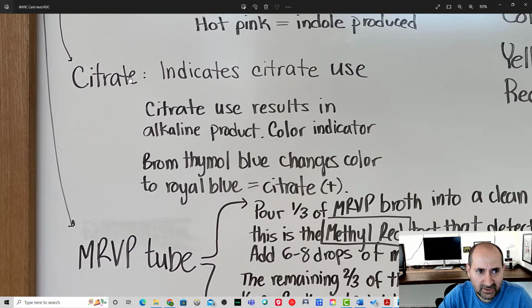It was a slant that started out as a green-colored slant. This indicates citrate use, if your bacteria can use citrate or not. Citrate use results in an alkaline product. The color indicator is bromothymol blue, which changes color from green to royal blue to indicate citrate use and to indicate an alkaline product. So again, if it turns royal blue, this is citrate positive, and you should know that the color indicator is bromothymol blue.